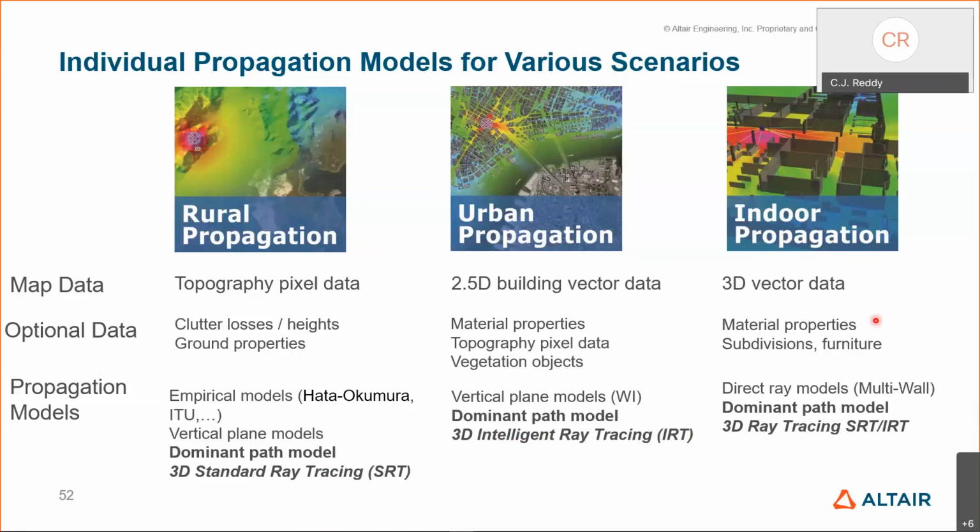Same with the indoor type of thing. You need the 3D vector data so that you can have the architecture of the building and the inside configuration, and material properties for the walls as well as furniture and so on and so forth. This also has a method called direct ray models. It's called multi-wall. This is a very approximate method where basically it assumes that the ray is passing through various walls, and you assign the attenuation to each wall so that it can compute very quickly. Or you can go through our standard ray tracing or intelligent ray tracing, including the dominant path model for these applications.